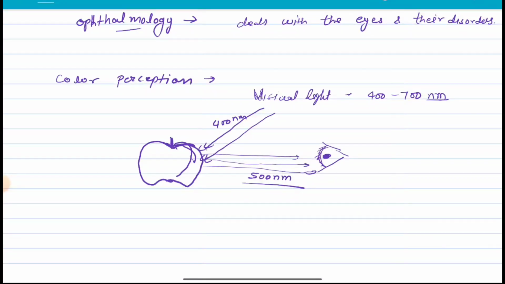So what color do we receive? The color that has 500 nanometer. For example, green color has a 500 nanometer wavelength. So we do not visualize the apple as a violet color, we visualize the apple as a green color, because it reflects 500 nanometer wavelength.